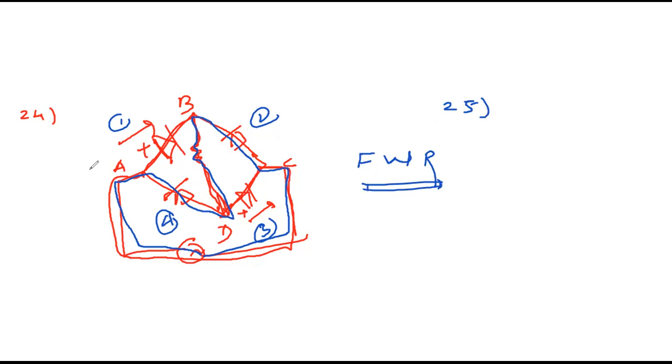Twenty-fifth. In a light emitting diode, light is emitted due to recombination of electron hole pair at p-n junction. Not due to transition of electron from lower energy to higher energy state, nor formation of electron hole pair at p-n junction. Reverse biased p-n junction is wrong.